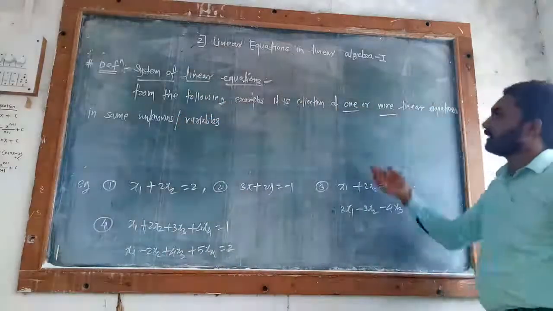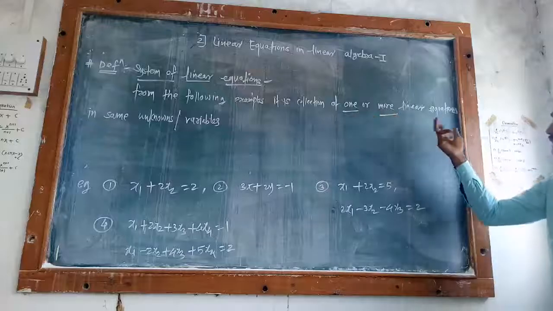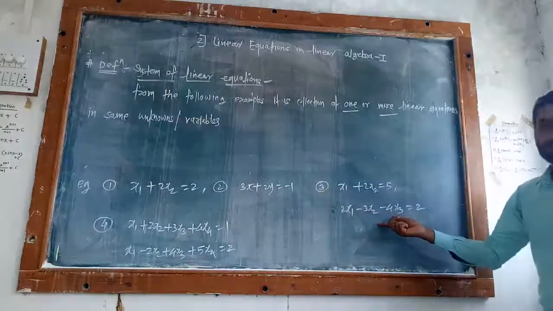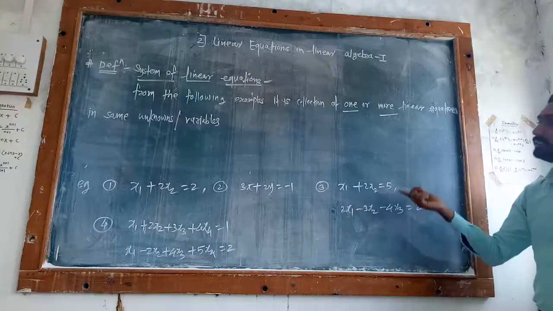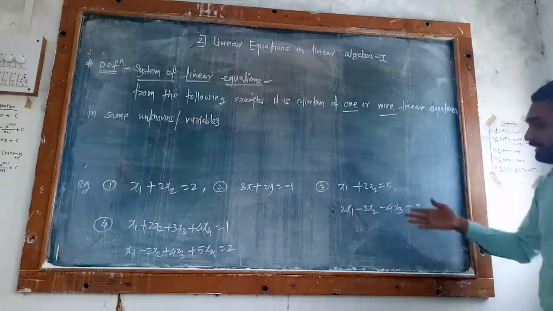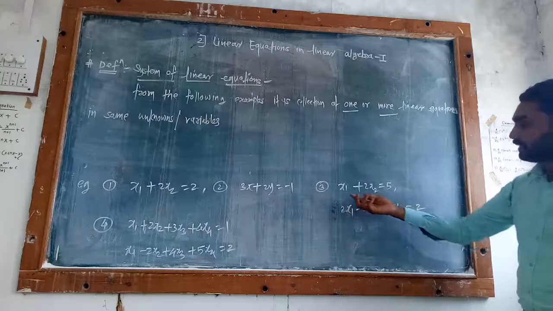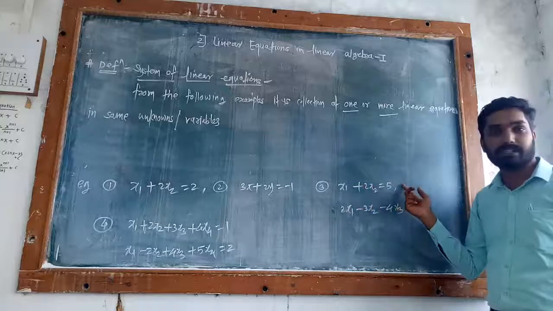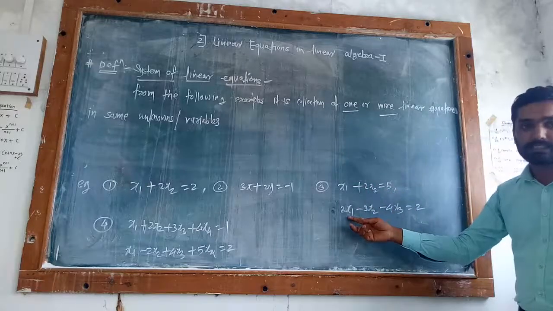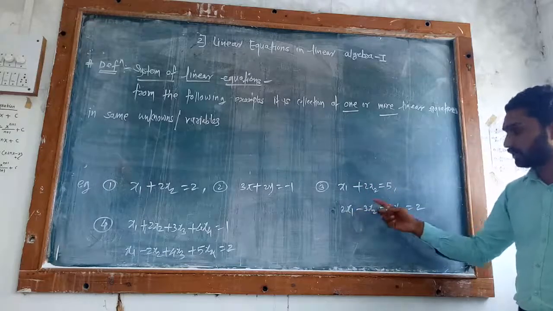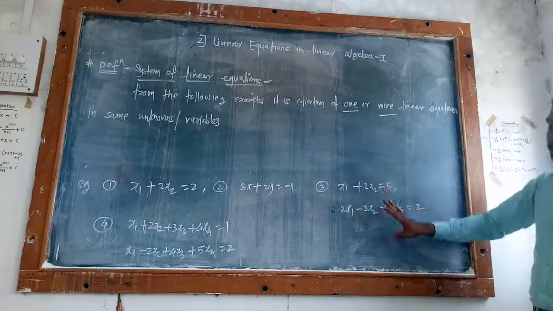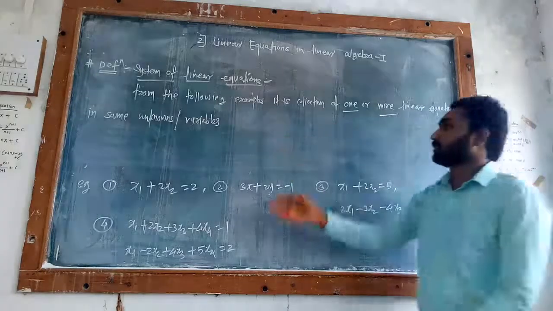It is a collection of one or more linear equations in the same unknowns. That means, in these two equations, the first equation has variables x1 and x2, and the second equation also has variables x1, x2, x3. That is, the same variables.